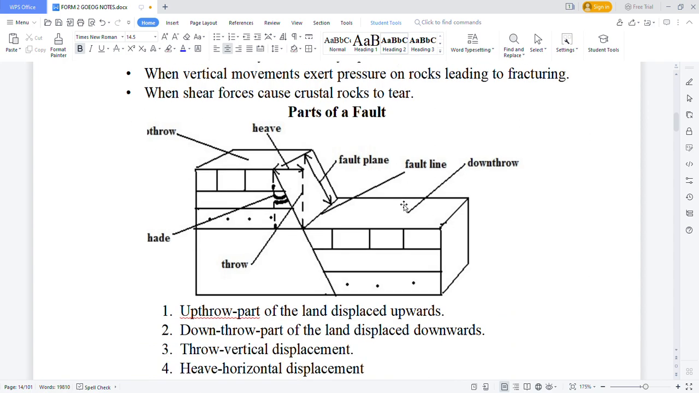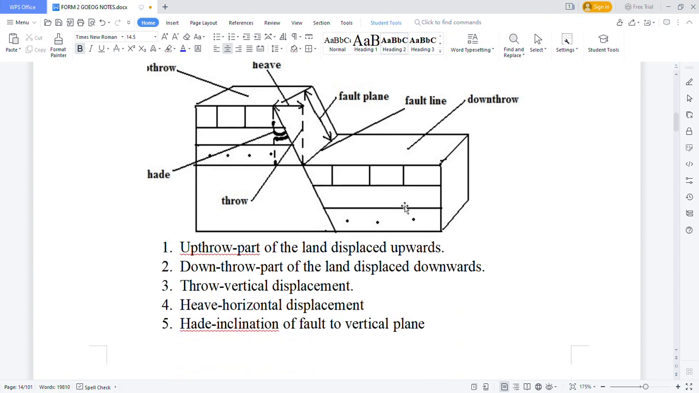Check the diagram. Very important, you will be told to name the parts, or they can give you a diagram of this particular picture or figure you can see, then they will tell you to name. Kindly take note, draw and know the parts. It is very important. Parts of a fault, very important.